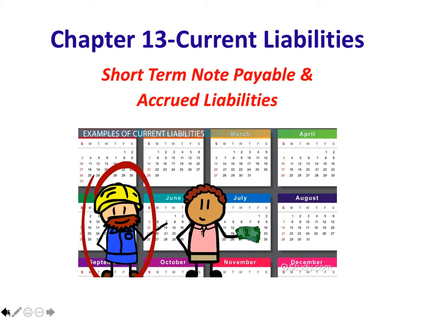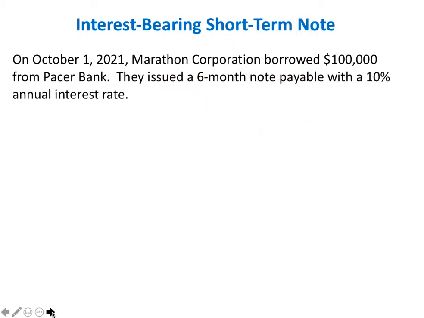Hello! In this video, I will cover short-term notes payable and accrued liabilities. A short-term note payable is a note that has a maturity date that is less than 12 months from the issue date. An interest-bearing short-term note payable carries an annual interest rate in which the borrower will incur and pay interest in addition to the principal.